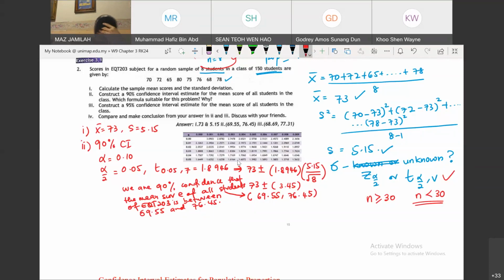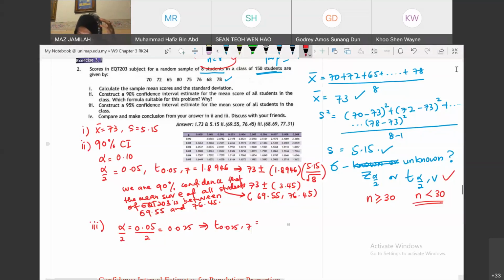The third one: construct a 95% confidence interval estimate for the mean score of all students. So now alpha is 0.05. Divide by 2, you will get 0.025. So T 0.025, with v equal to 7.